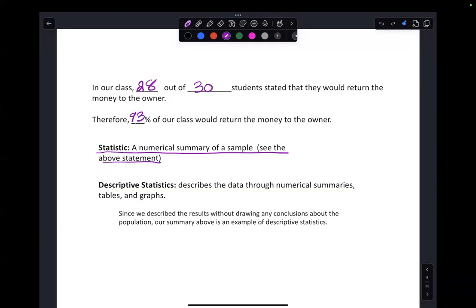So descriptive statistics are when all I'm doing is giving you those numbers. I haven't actually drawn any conclusions by them. I'm just putting the numbers down, like I did here. I might put it into a graph, or I might put it in a table, but I haven't used it to draw any conclusions. I haven't applied it to the entire population. All I did was say 93% of our class would return the money to the owner. So I haven't really done anything with the numbers. I just stated what people said. So that's descriptive statistics, but a statistic just refers to a sample.